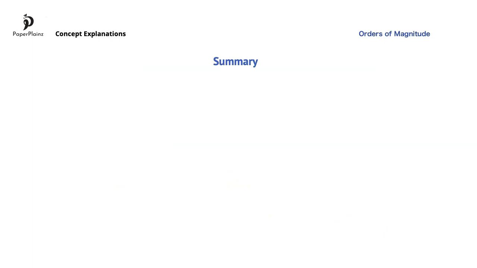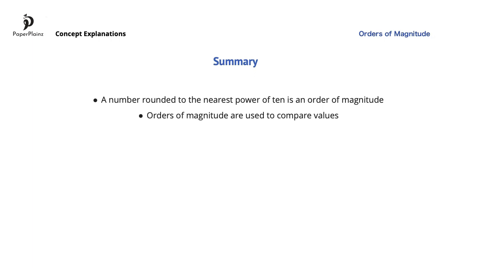Let's see a short summary of this video. We learned that a number rounded to the nearest power of 10 is called an order of magnitude. We said that orders of magnitude are used to compare values, which can help decide whether the result of a calculation is sensible or not.